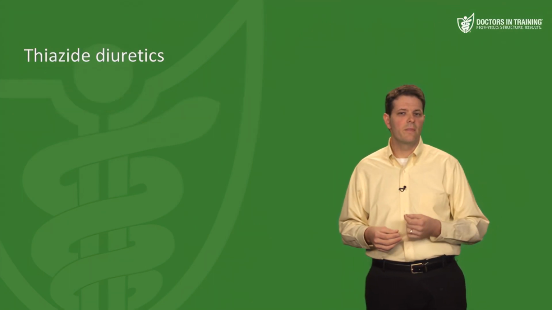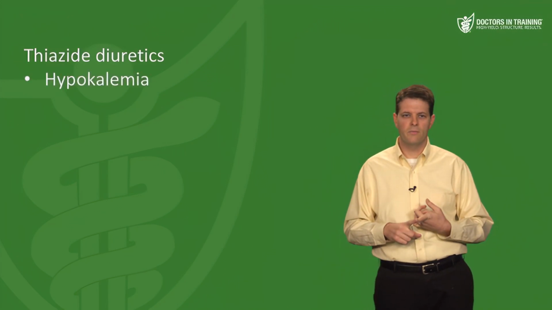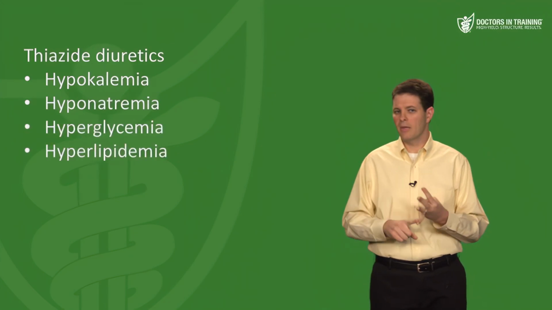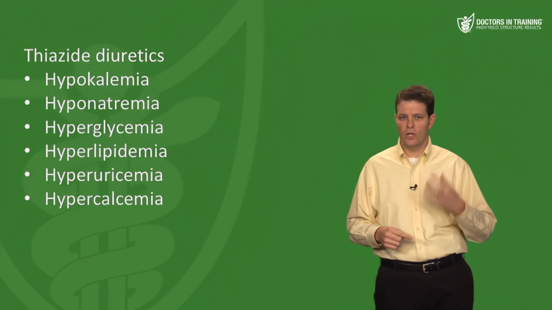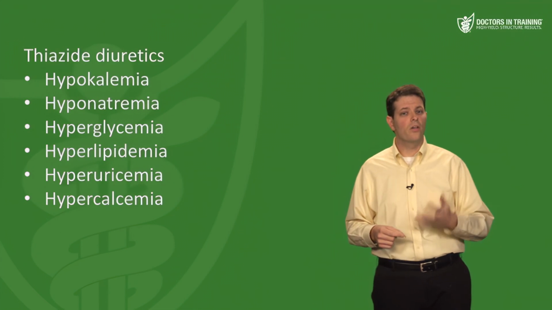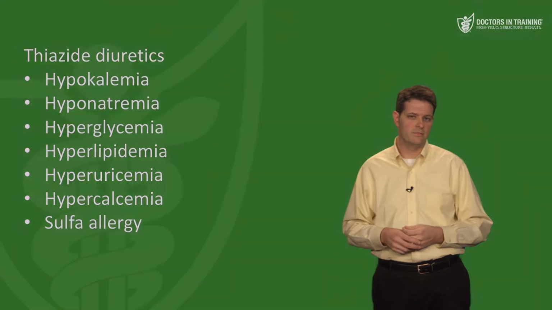Then for side effects, thiazides can cause hypokalemia, just like the loop diuretics can. That's very important. They can also cause hyponatremia, hyperglycemia, hyperlipidemia, hyperuricemia, and hypercalcemia. Remember, we said loops lose calcium, thiazides retain calcium. And thiazides are also sulfa drugs, so you're going to want to avoid these in patients with sulfa allergies.